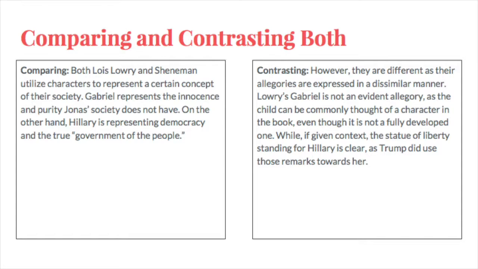And when contrasting both of these, we can see that the way they express the allegory is different. In Lowry's case with the book, Gabriel is not an evident allegory, as the child can be commonly thought as a character, but again, he's never really fully developed as a character, so we can't really say that he is. So he's more of an allegory because, again, he does give the society the purity and the innocence it does not have. But the way it's expressed, you wouldn't really see it as that unless you were analyzing the text.